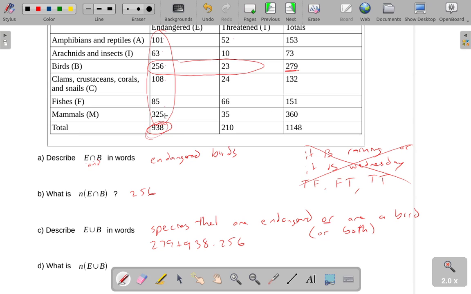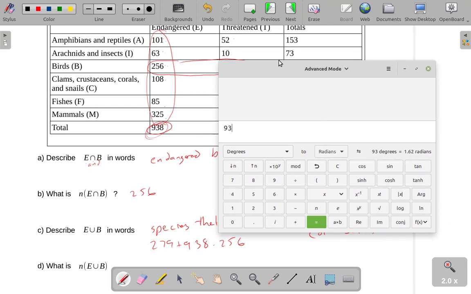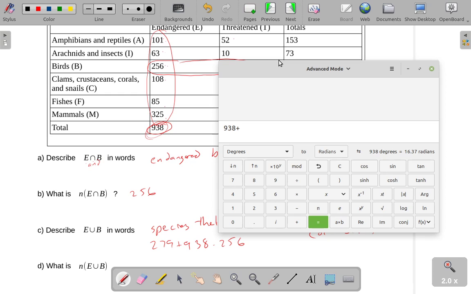I could have added up all of these numbers individually: 101 plus 63 plus 256 and so on. Let me actually pull up my calculator and see what I get here, though. Alright, let's pull it down where I can see it. 938 plus 279 minus 256. This gives me 961.